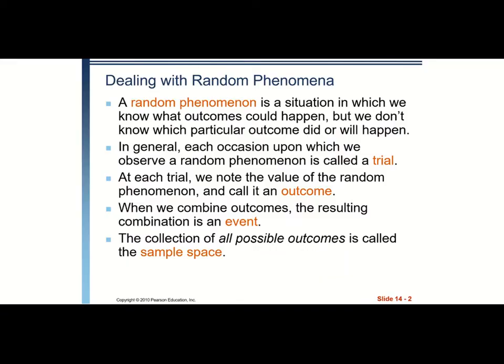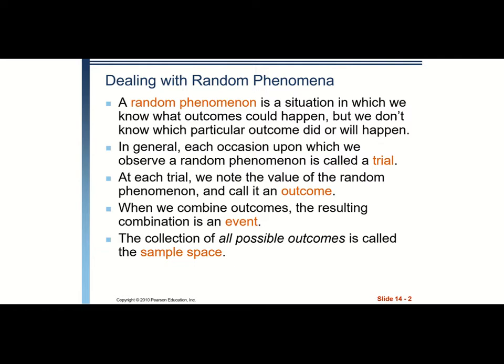As always, let's start off by getting the vocabulary out of the way. A random phenomenon is when we have a situation where we know what outcomes could happen, but we don't know what particular outcome did happen or will happen. Take, for example, rolling a die. We know that we're going to get a 1 through 6 every time we roll a die, but we don't know which of those outcomes is going to result.